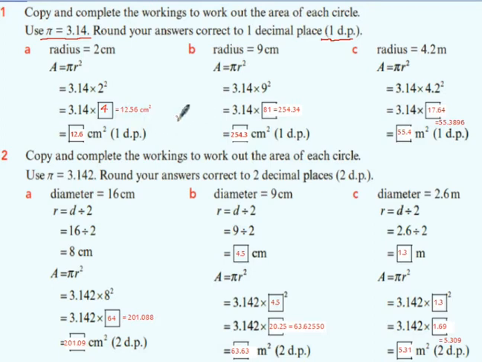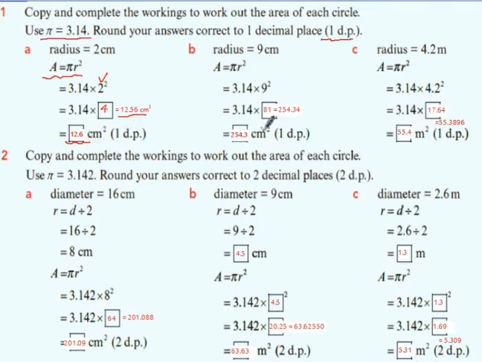So here they are asking to find the area. Area is pi r square and r is given as 2. So we substitute the value: 2 square is 4, and 3.14 multiplied by 4 gives 12.56, and when we round off it becomes 12.6 centimeter square.